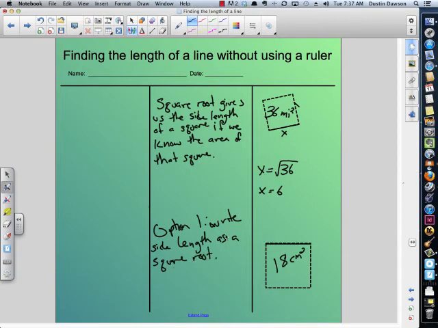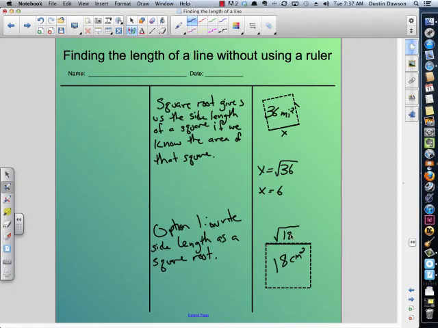And I promise I'll keep working on my handwriting with this tablet. It's a little weird. As a square root. So for this example, that would be the square root of 18. And we just leave it like that. That's one option, is just to say that the length of this line is the square root of 18.